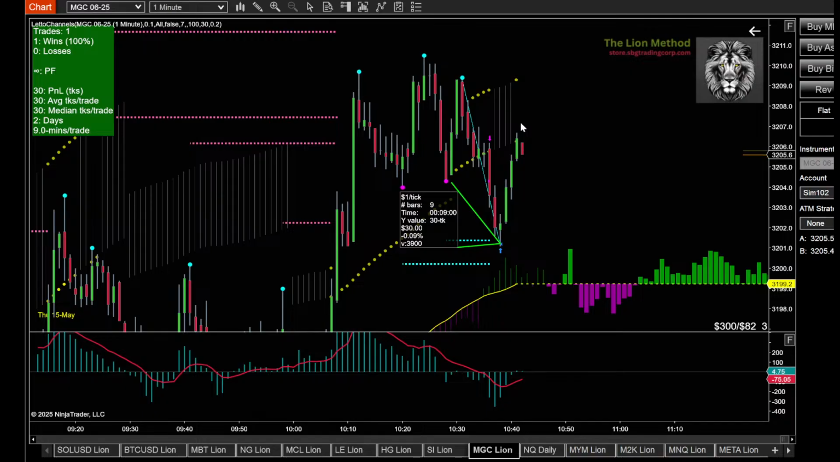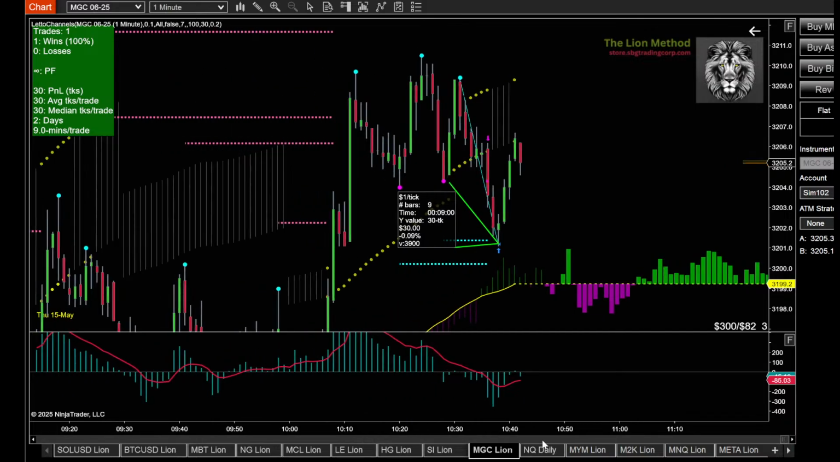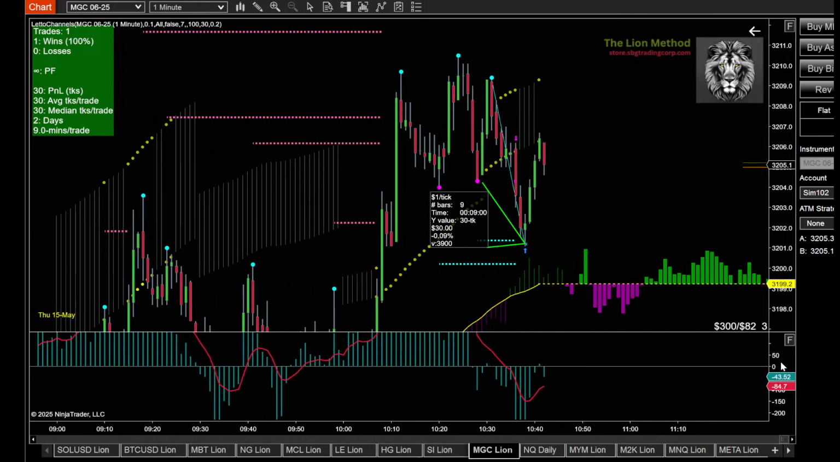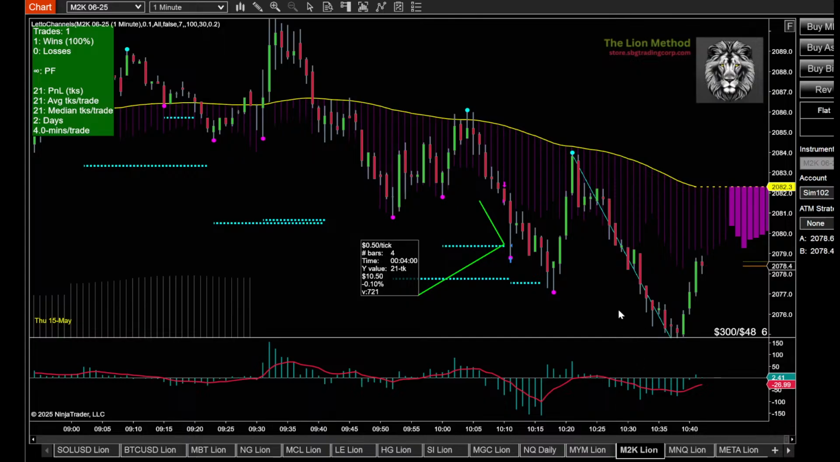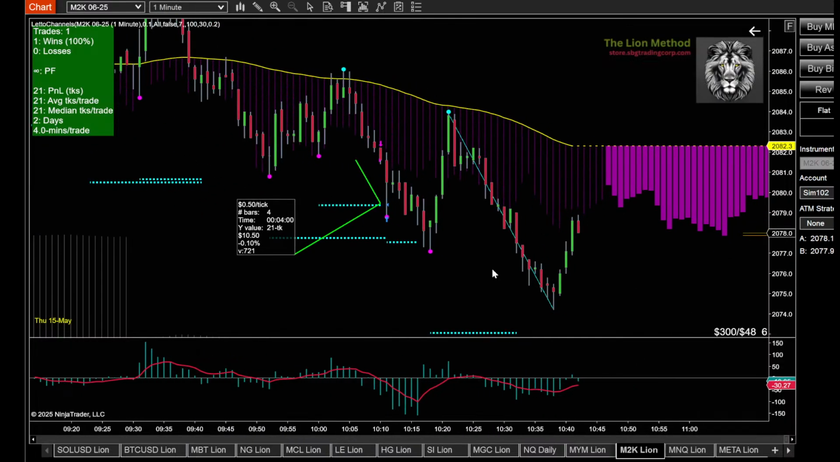All right, we're overbought in gold again. Delta is neutral-ish, but it's growing a little bit to the downside. Russell has a little trend trade setting here.